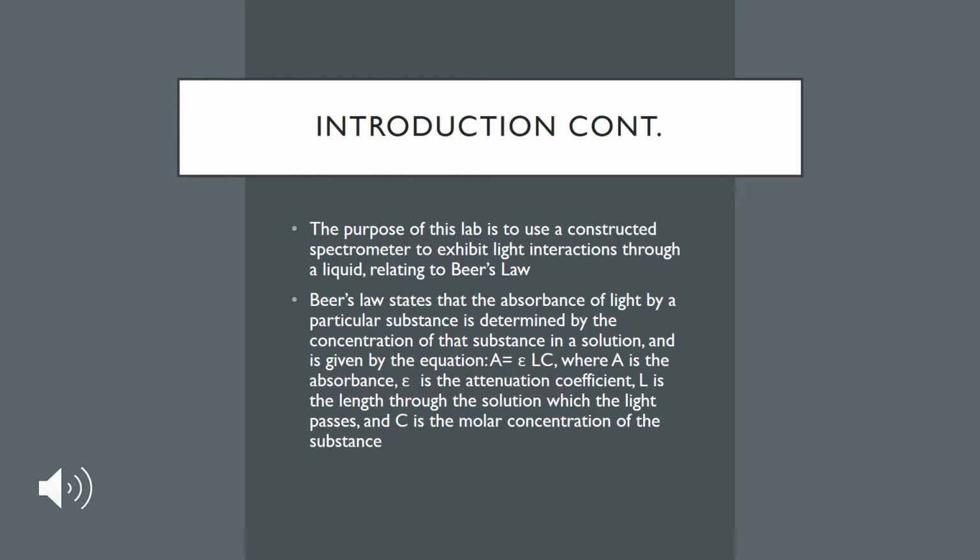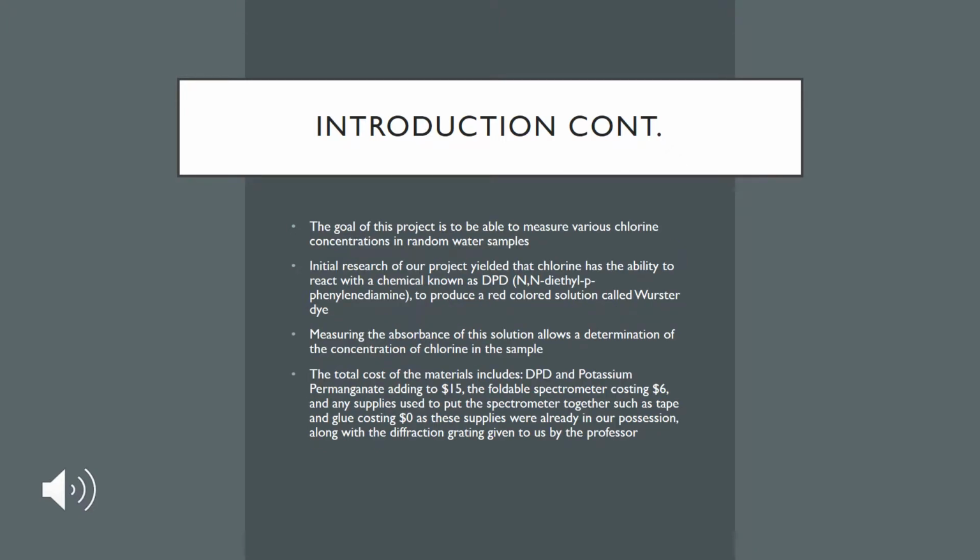For this project, we want to measure the concentration of chlorine specifically, which is colorless. And with chlorine being colorless, we can use a chemical reaction to alter the color of the solution in order to use our spectrometer properly and obtain proper spectra. The goal of our project is to be able to measure various chlorine concentrations in random water samples.